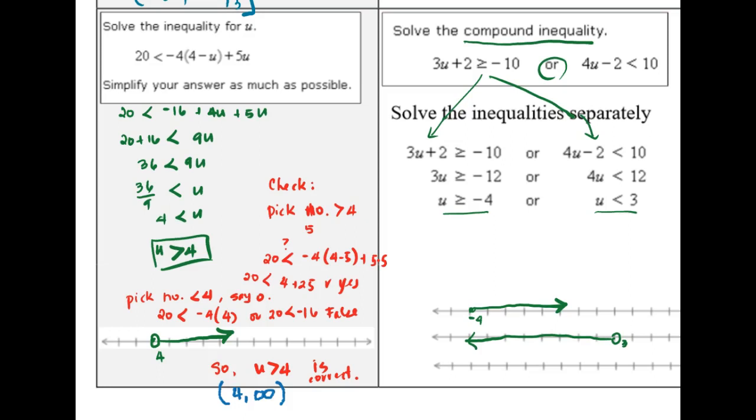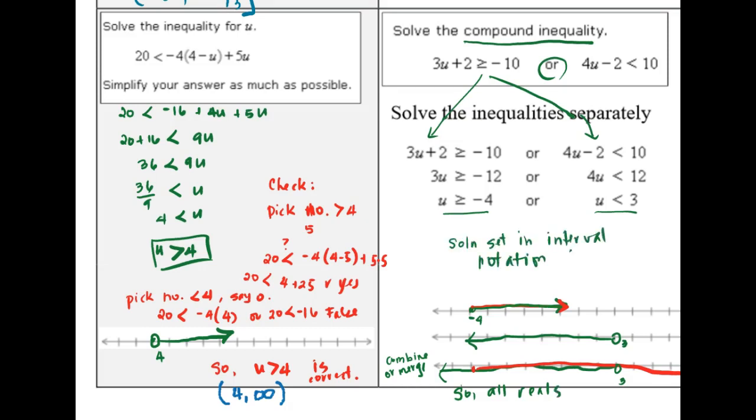On the blank number line, we merge these two graphs, beginning from the graph for u less than 3. Then we copy the graph for u greater than or equal to -4. It extends from -4 all the way to infinity. So this means that all reals are the solution set.